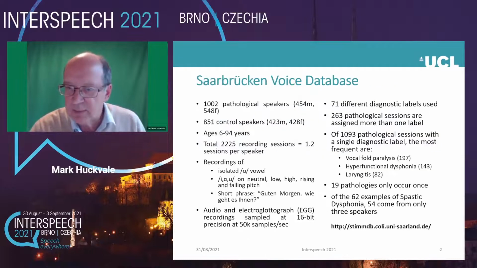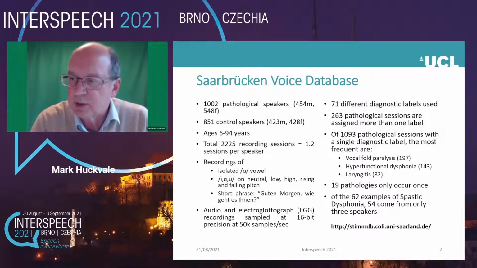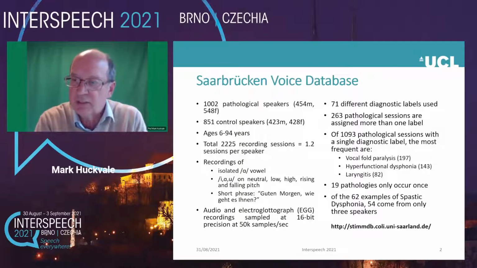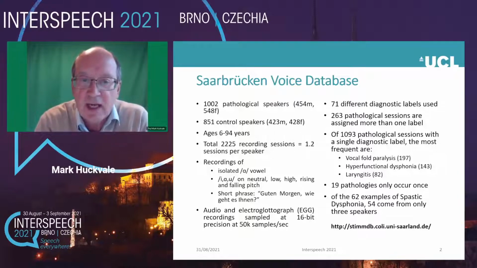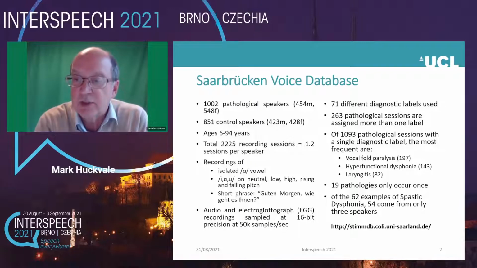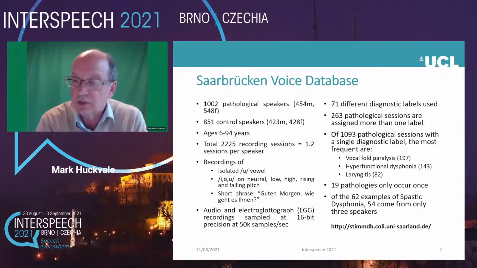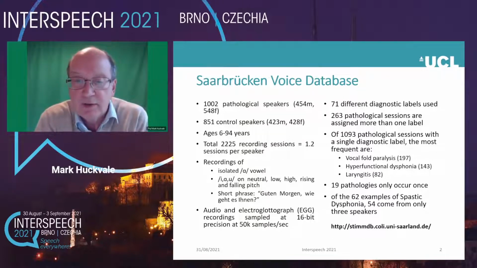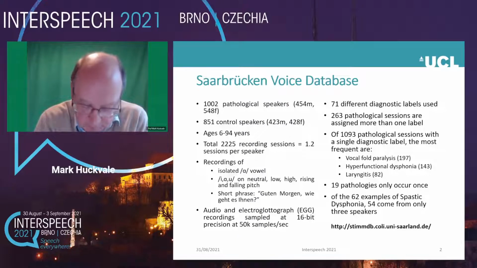So there's a database called the Saarbrücken Voice Database, which some of you may know of. It's a very large database with many thousands of recordings from, as you can see there, 1,000 pathological speakers and 800 control speakers. And this has been used widely in automatic methods for detection of voice disorders, and in particular machine learning methods. This database, though, is quite complicated in many ways, and it can be quite tricky to use for building an automatic classifier.